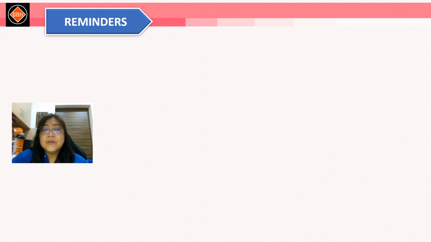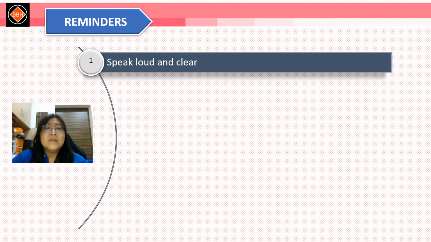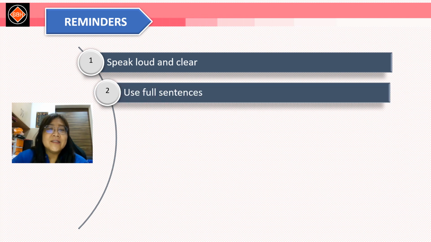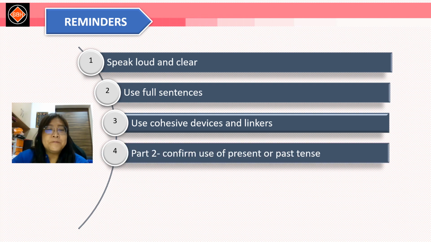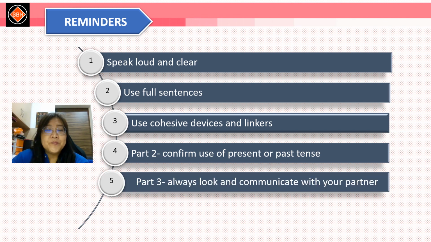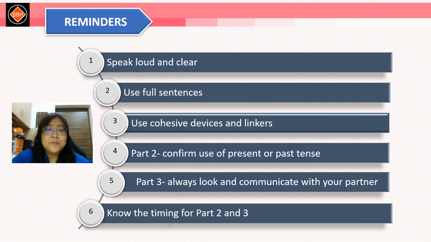Before we begin, let's get the reminders for the SPM Speaking Paper. First, make sure that you speak loud and clear. Number 2, use full sentences. 3, use cohesive devices and linkers. Number 4, for part 2, make sure that you confirm whether you are using present tense or past tense for your answers. And for part 3, always look and communicate with your partner. Lastly, make sure that you know the timing for part 2 and part 3.